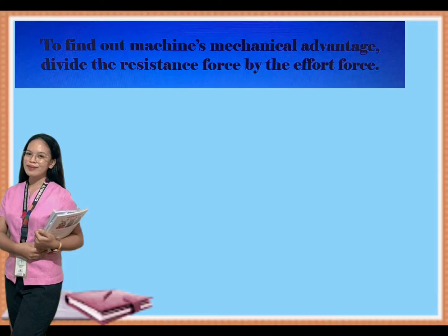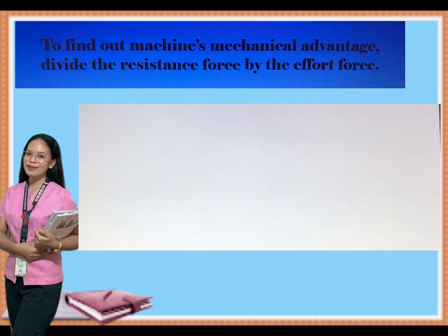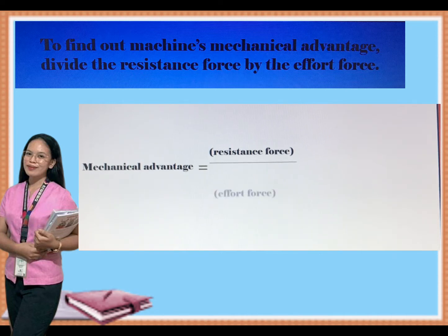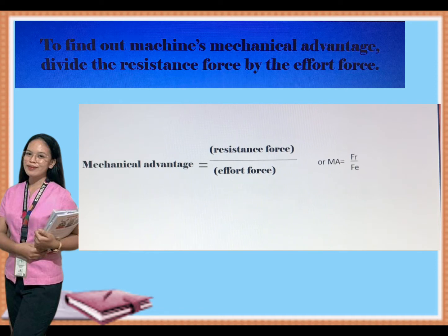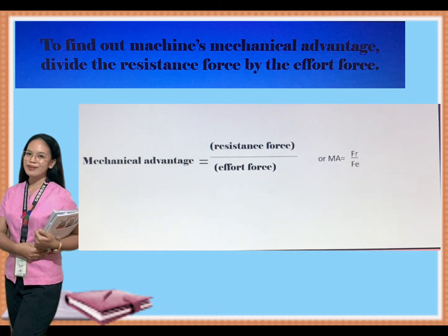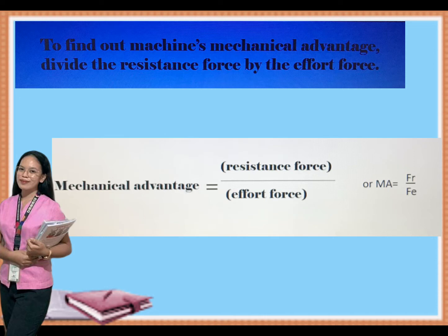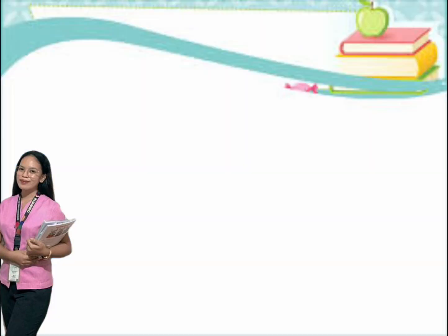To find out a machine's mechanical advantage, divide the resistance force by the effort force. Mechanical advantage is equal to resistance force over effort force, or MA is equal to FR over FE. That is the formula in finding out the machine's mechanical advantage. Now we proceed to simple machines.